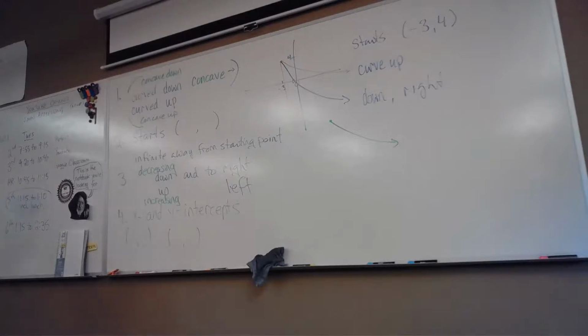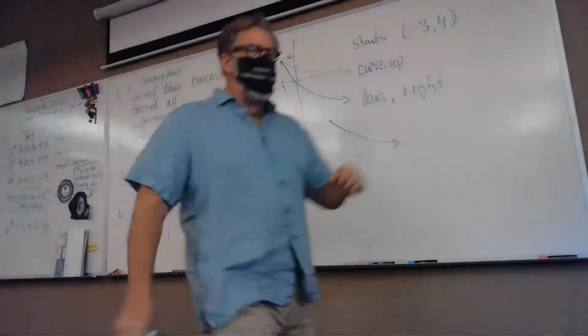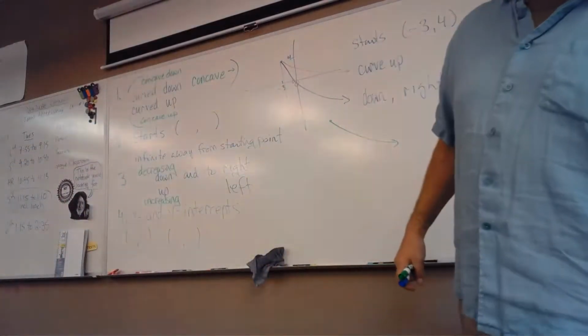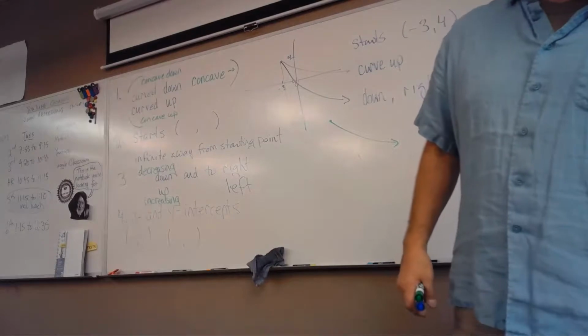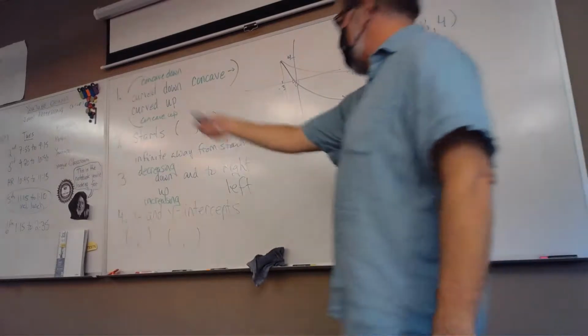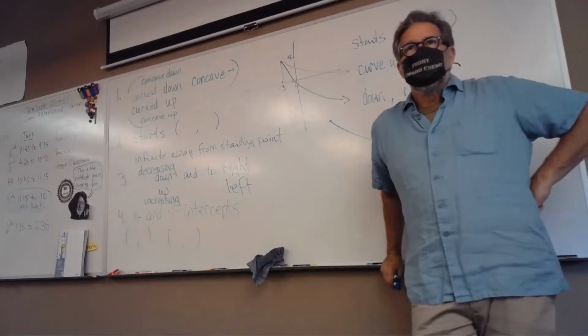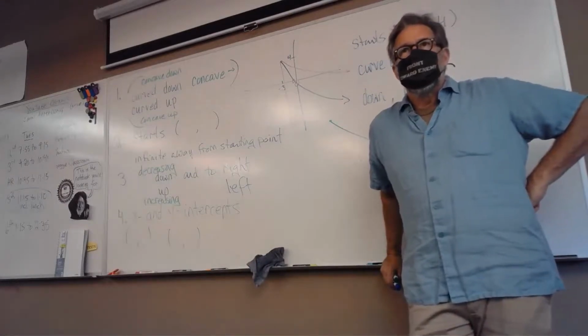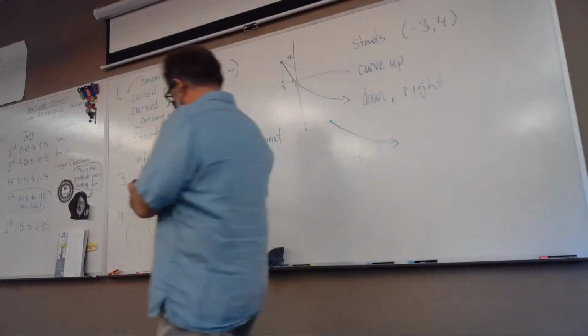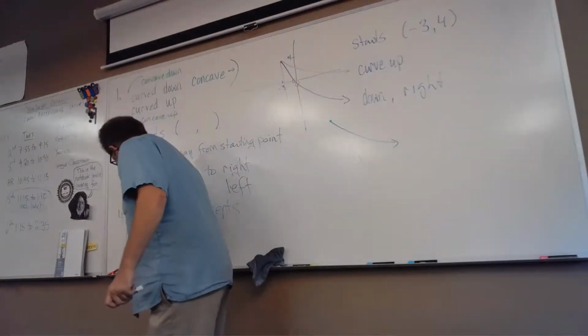All right, here we go. X and Y intercepts. When I call your name, you can pick one and tell me about it. Sienna, pick one and tell me about it. What do you know? X and what? It's always going to be 0 for the Y.